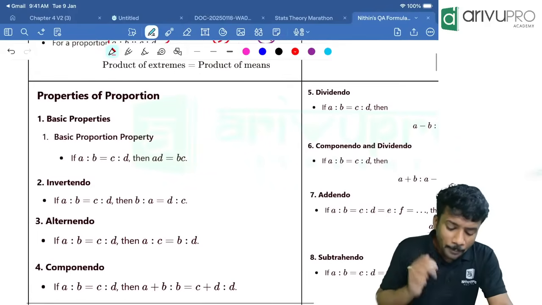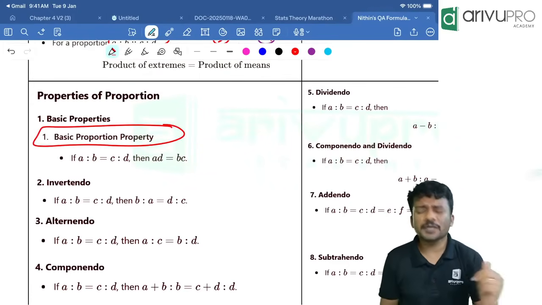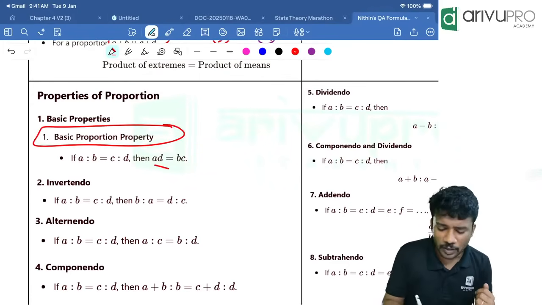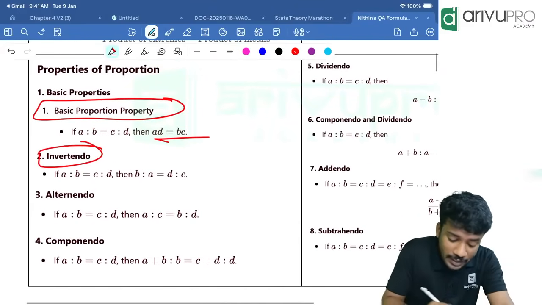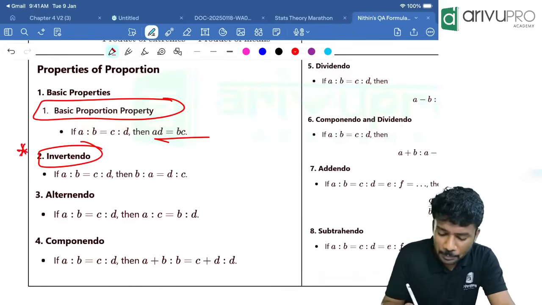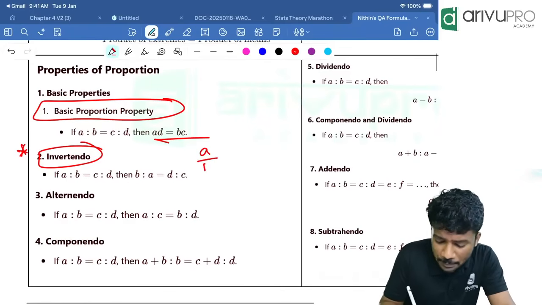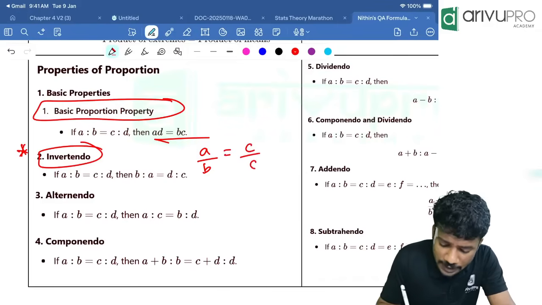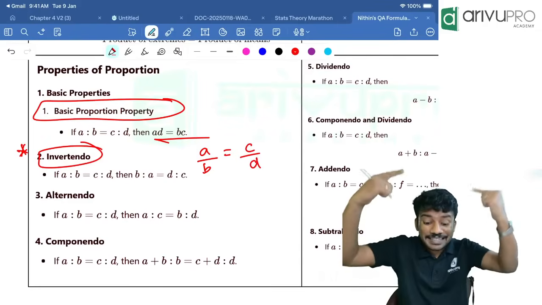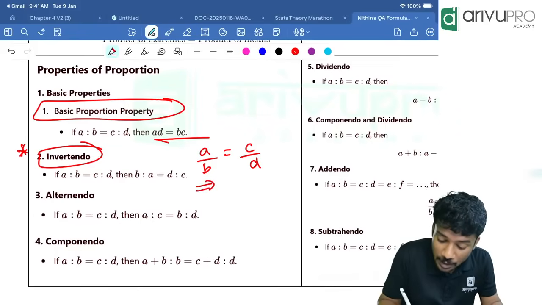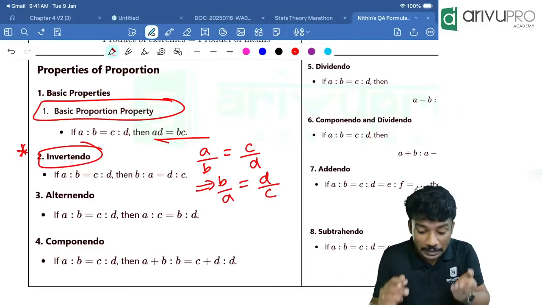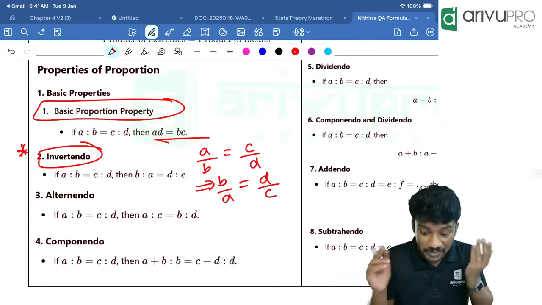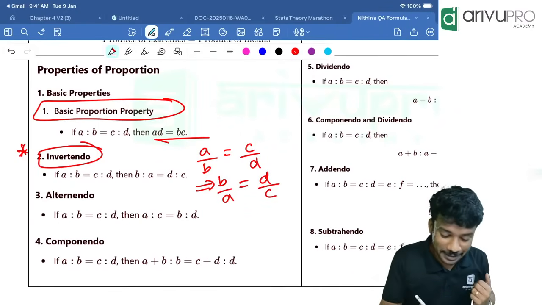Yes. Now, basic properties of proportions. We will write it as: the product of the extremes is equal to the product of the means. Then invertendo. Very important, people. There can be a question. What do you mean by invertendo? For example, A by B is equal to C by D. What do you mean by inverting? We are taking the inverse. Which implies B by A is equal to D by C. They can ask a question like this: if A by B is equal to C by D, then B by A is equal to D by C is what type of property?